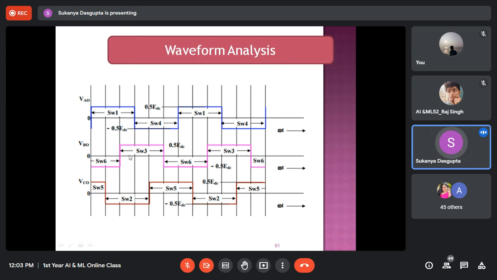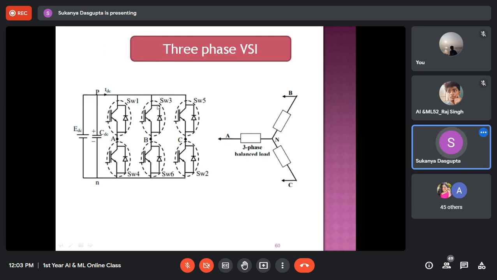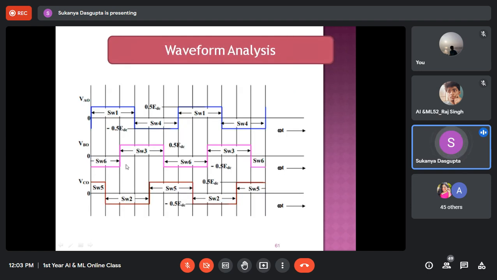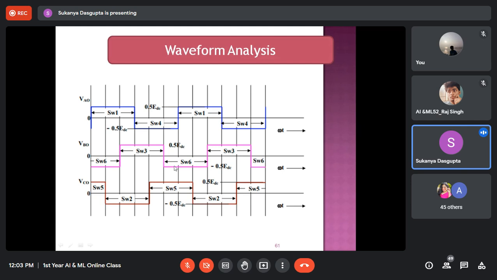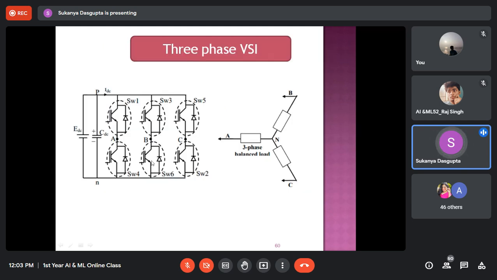Since it's a star connected 3-phase balanced load, exactly at 120 degrees, switch 3 will start its conduction. So whenever switch 3 is working, what will happen? Switch 6 should not be turned on. Look at the timing diagram. SW6 is automatically turned off at this moment, omega t equals 120 degree. So as soon as SW6 is turned off, what will happen? Current requires another path to return back to the negative supply. So simultaneously, who will start its conduction? SW2.